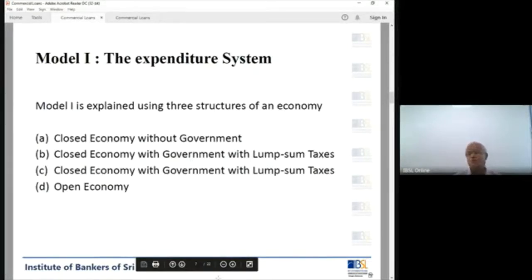Then the open economy model. In the first three models, we don't have imports and exports. In the open economy model, imports and exports are also introduced. Closed economy model, national income equation is Y equals C plus I. Like that, you first define the equation. After that, you derive the national income. Mathematically, we try to calculate GDP or GNP using equations. That's why I call it the mathematical approach to calculating national income.